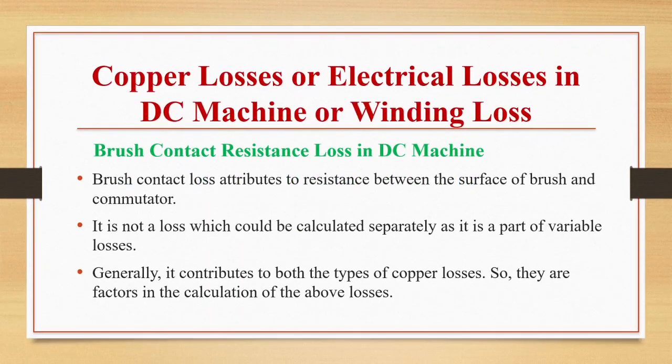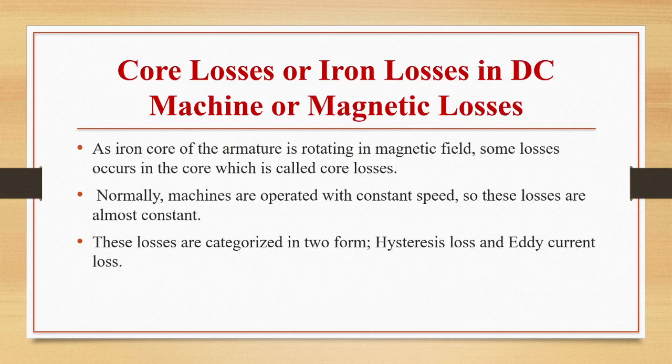Brush contact resistance loss in DC machine. Brush contact loss is attributed to the distance between the surface of the brush and commutator. It is not a loss which could be calculated separately because it is a part of variable losses, and it contributes to both types of copper losses. So they are factors in the calculation of the above losses.